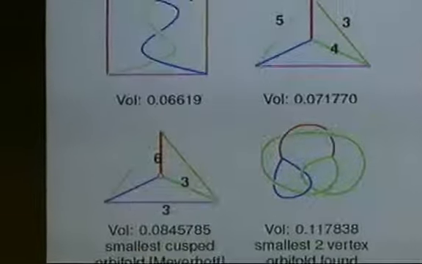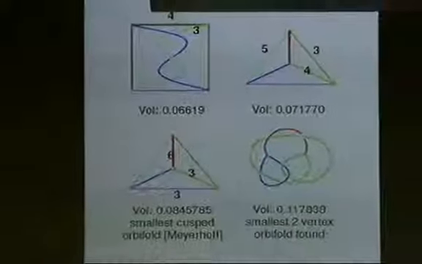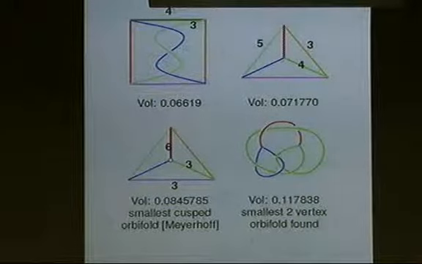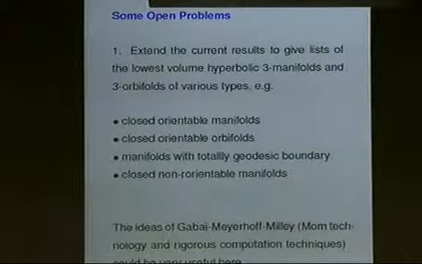Okay, so for this kind of enumeration we're doing, we do seem to be coming up with the lowest ones on the list. But at this stage, I guess only the first 2 have been proved to be the lowest volume. Anyway, there are some other interesting orbifolds, and these are related to some of the arithmetic groups that Alan was looking at yesterday. So I thought I'd finish up today with just a few open problems.